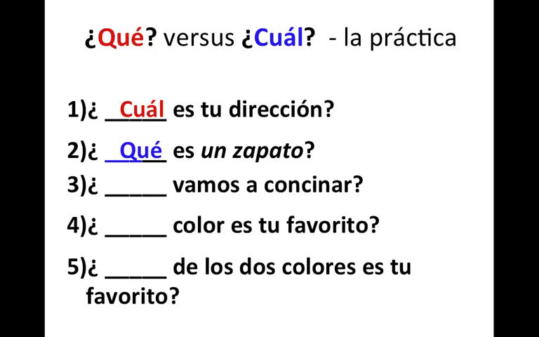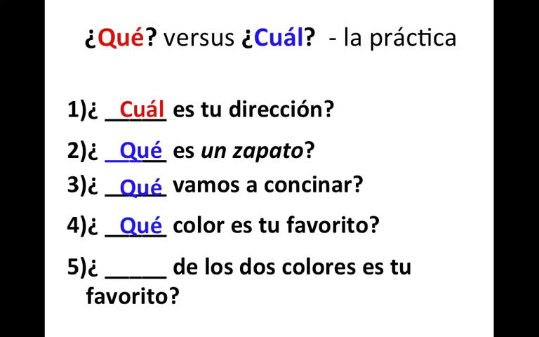Número tres, something vamos a cocinar. We are going to cook. ¿Qué? What are we going to cook? You want some information. Número cuatro, color es tu favorito. What part of speech is color? It is a noun, so there you go, there's your clue.